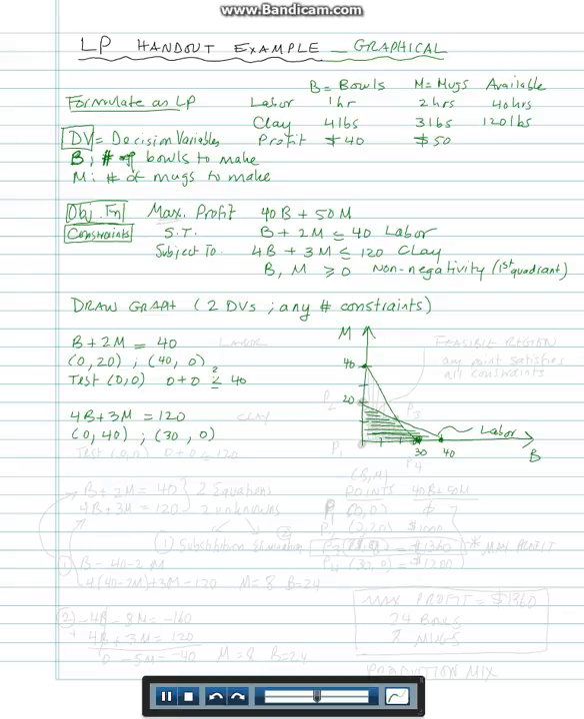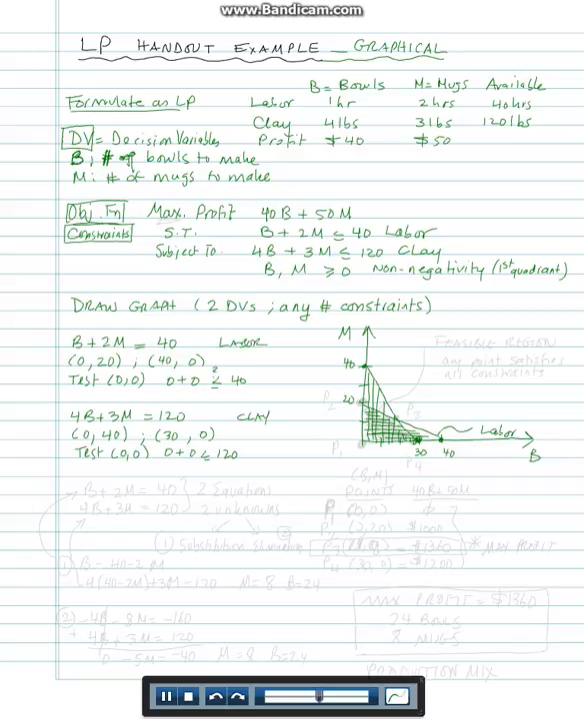And again, we test 0, 0 to see which side of the line it is. Is 0 plus 0 less than or equal to 120? The answer is yes. So then it is this side of the line. So this is labor and this is clay.